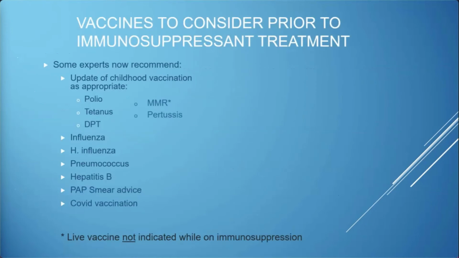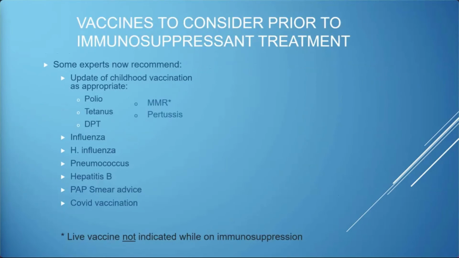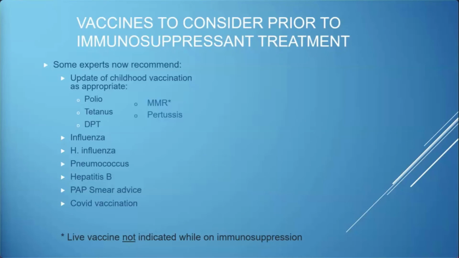Vaccines to consider prior to immunosuppressant therapy. Some experts now recommend that we should update childhood vaccinations as appropriate. Polio, tetanus, diphtheria, MMR, and pertussis. Just bearing in mind that the MMR is a live vaccine and these are not indicated while on immunosuppression. The influenza, pneumococcus, hepatitis B, pap smear advice. We recommend generally that people keep their smear tests up to date. And of course, our COVID vaccination, which is recent enough.